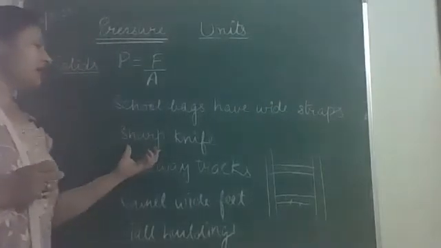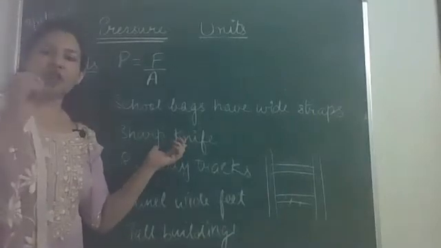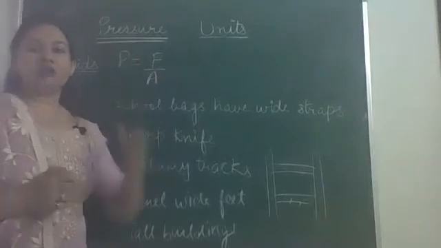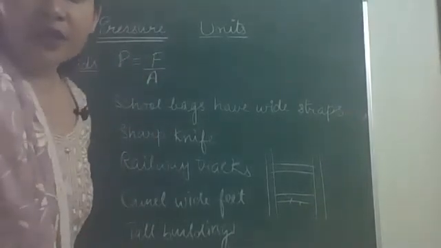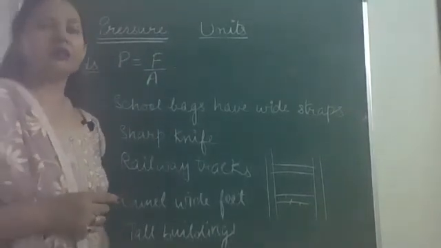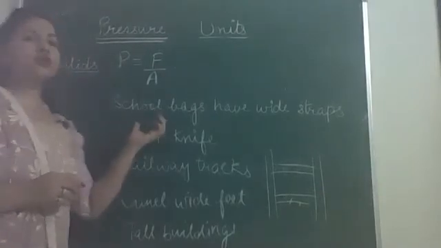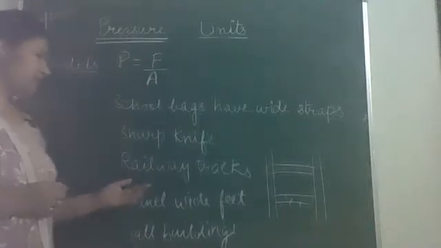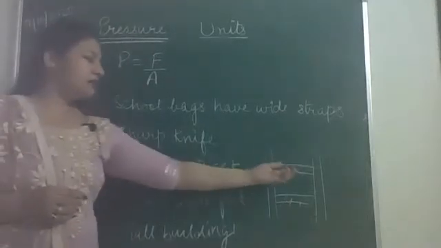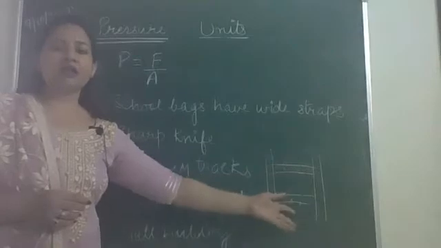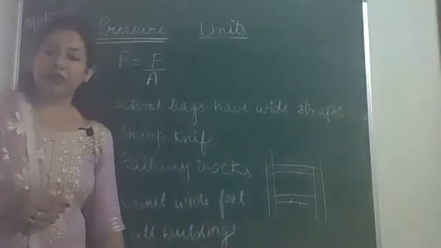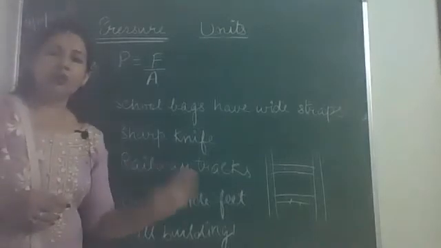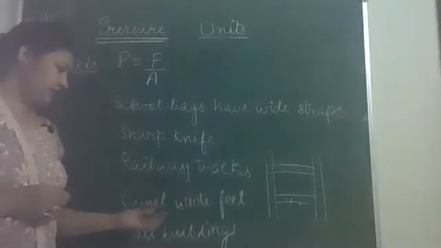Same way, a sharp knife has a sharp tip of small area. Because of small area, large pressure will be exerted, because of which the apple can be cut very effectively. Railway tracks: wooden sleepers and concrete ones are laid below the railway tracks. I already explained this, to divide the pressure of the train equally on the whole area.